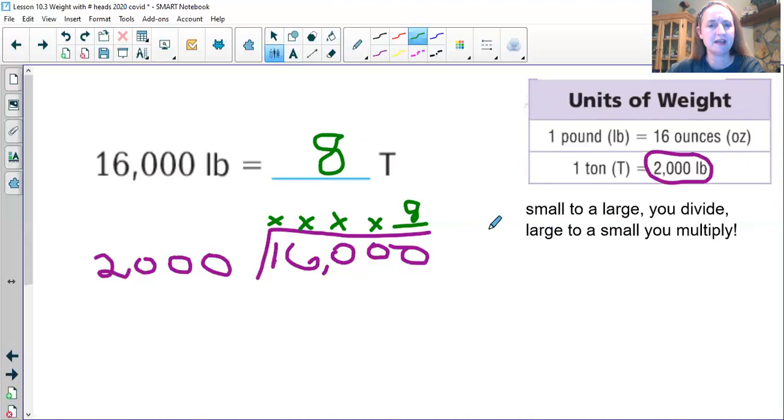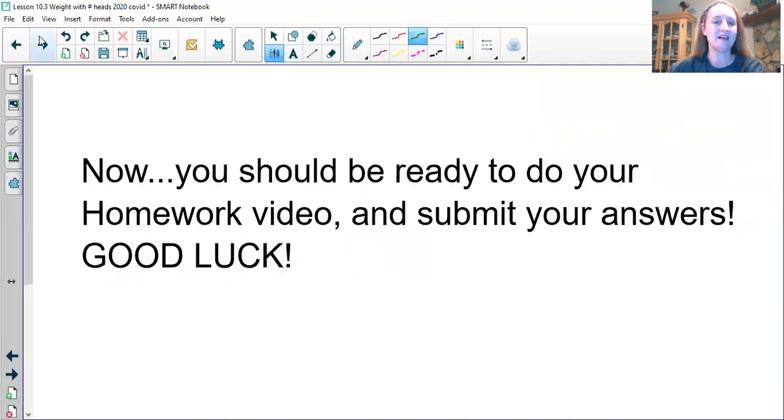And you can check with multiplication. 8 times 2,000 is 16,000. All right, so this is what we did today in class. So now you should be ready to do your homework video, and you're going to submit your answers from the backside in the Google form that's on our Go Math or on my mathyoung.com website. All right, good luck. If you do need to keep practicing this before you submit the backside, go back and rewatch this video, okay? Just to make sure that you feel good about the topic of customary weight.